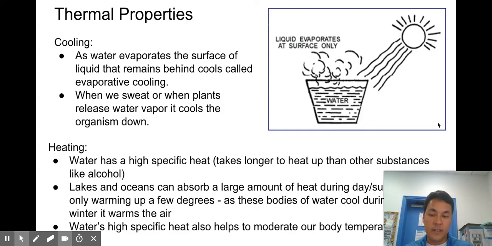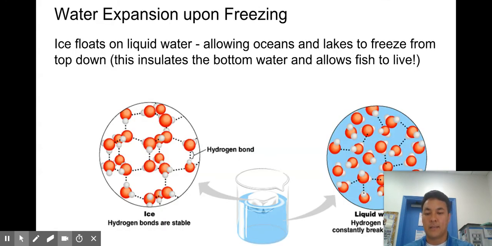So this is good, right? Because lakes and oceans can absorb a large amount of heat and only change a few degrees. If they change really a whole bunch, then it might hurt the life inside of it. It's also good for us because it helps to keep us at a stable body temperature, which is really important for our enzymes to work. Right? Think about it like this. If you touch the top of your car hood after you've been driving around for a while, it's really hot, but the car on the inside is still working because the water helps to keep it cool. Okay, it expands upon freezing.